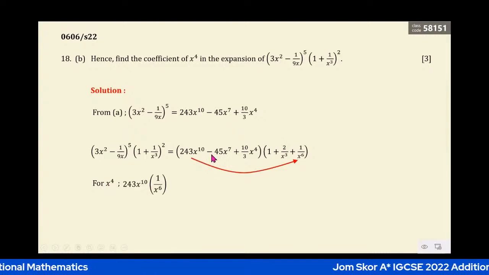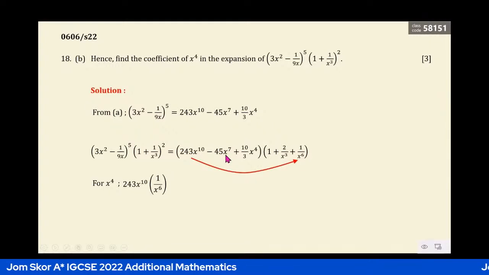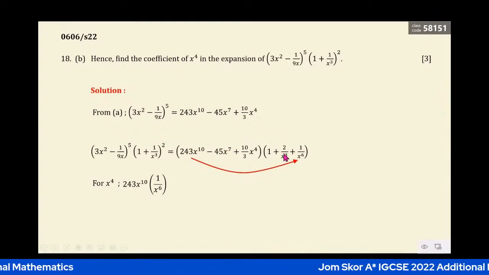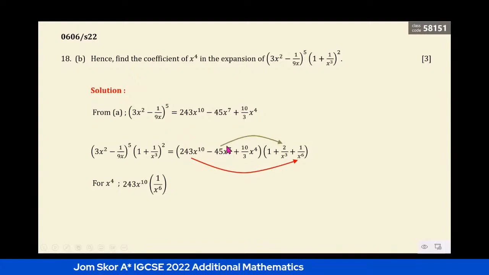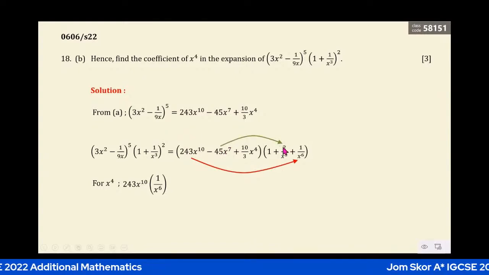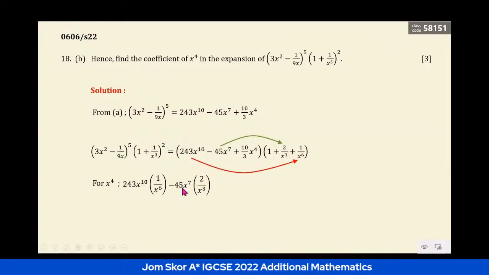Okay, tengok pula second term. Second term, ada tak dia multiply dengan yang mana-mana dalam second bracket ni. Therefore, dia akan dapat 4. So, tengok sini. X to the power of 7, bawah x to the power of 3. 7 minus 3 akan dapat 4. Okay, so this one and this one also can give you the coefficient of x to the power of 4. Therefore, kita sambung dia dekat sini. Okay.